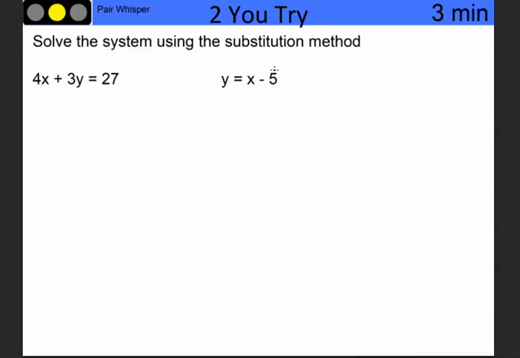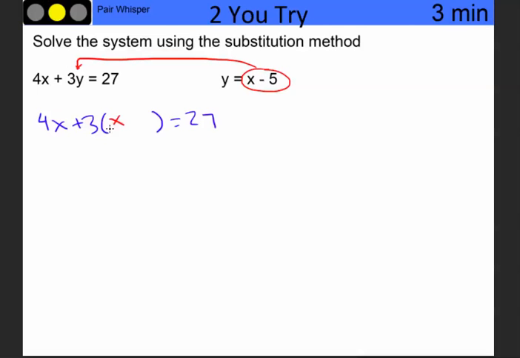Alright, so I see that y equals x minus 5. So I'm going to substitute x minus 5 in place of y. So that's 4x plus 3y equals 27. And I know that y is equal to x minus 5. So I'm going to substitute x minus 5 in there. 3 times x is 3x. And 3 times negative 5 is negative 15. This is all equal to 27.